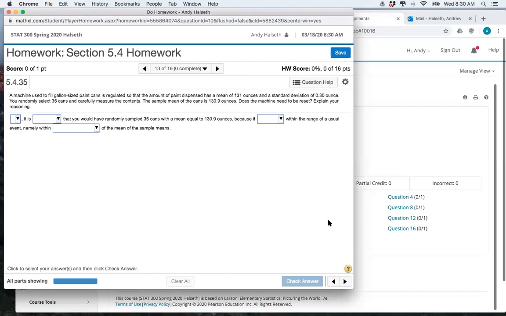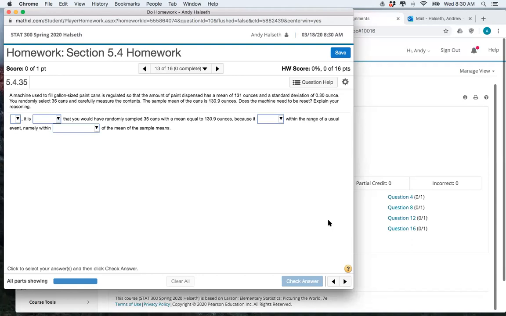Hey everyone, I just wanted to do an additional example of a problem from 5.4, one that might be a little different than what was in the notes packet. So this one's number 13.